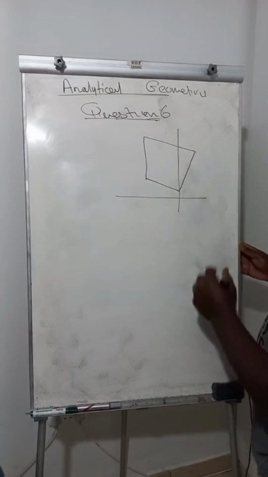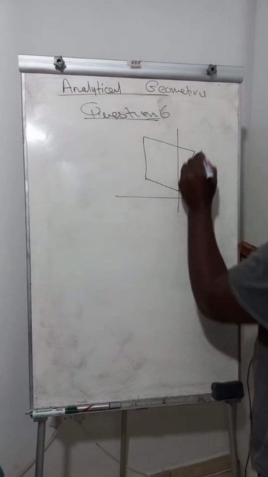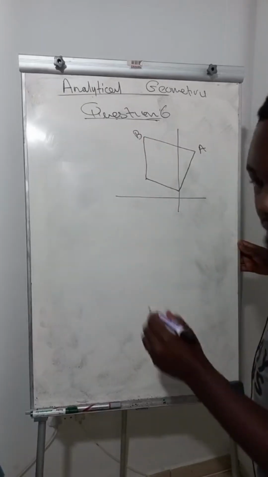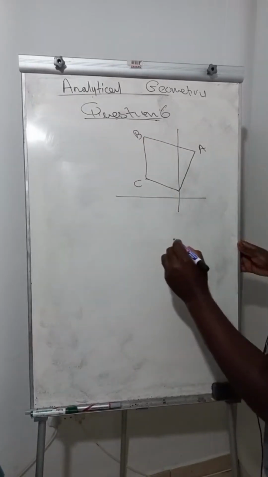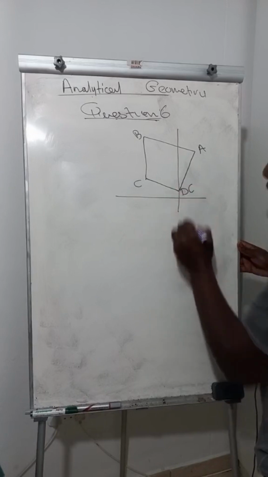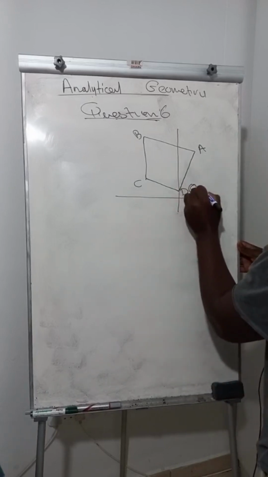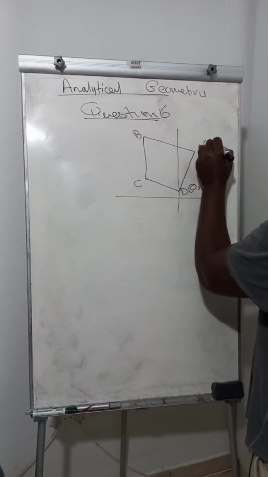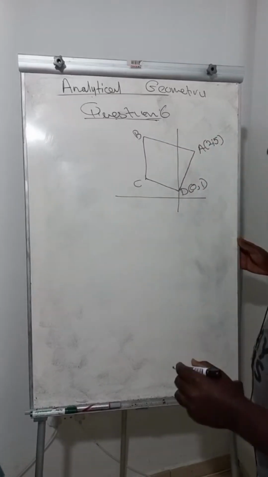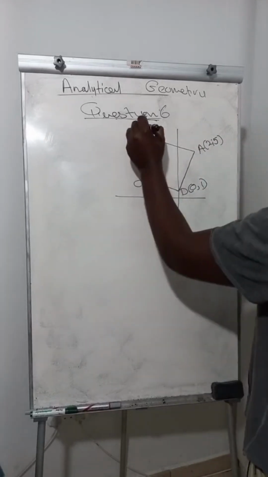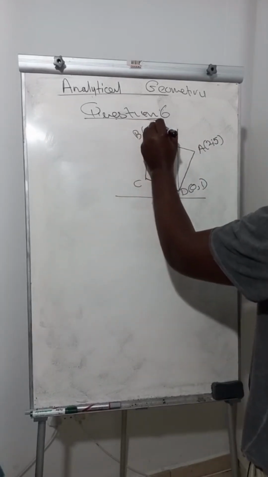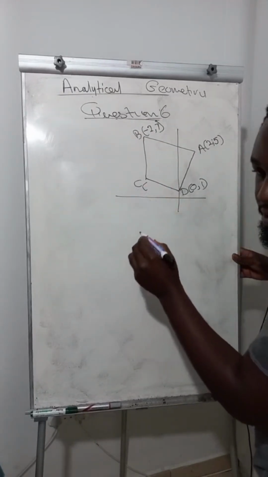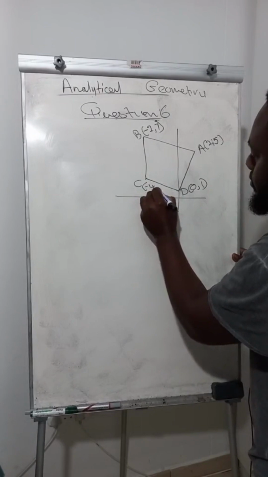Then it goes up, and here you've got A, here you've got B, here you've got C, and then you've got D. Then here you've got a 0 and a 1, and then a 2 and a 5, and then a -2 and a 7, and then you've got a -4 together with a 3.